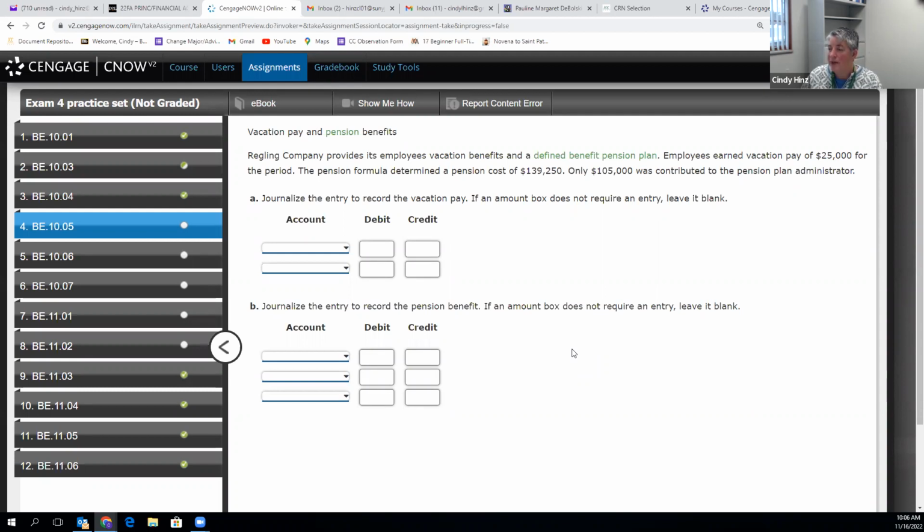So we spent some time in class talking about the difference between defined contribution, where we know upfront how much is going to be put into the account for us, but we don't know how much it's going to be worth when we start withdrawing from our retirement. That's kind of the new style of retirement planning.